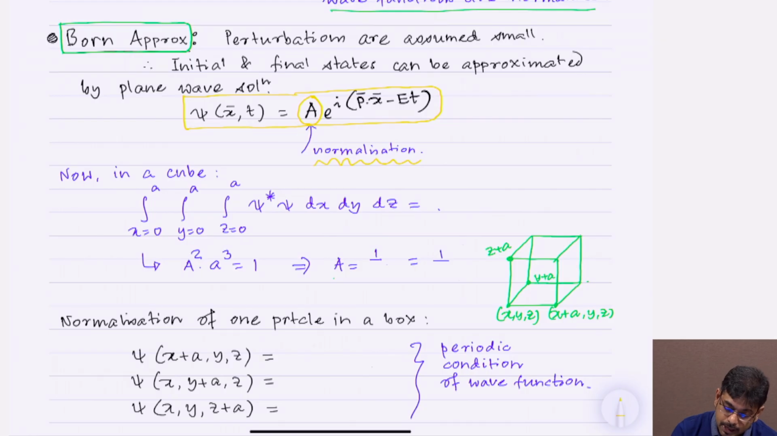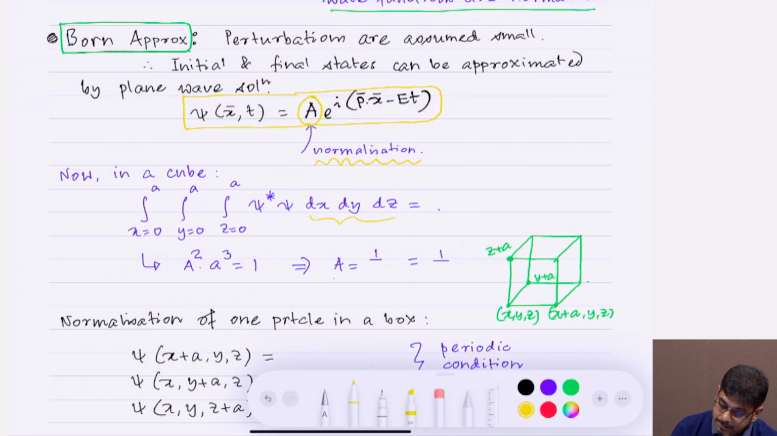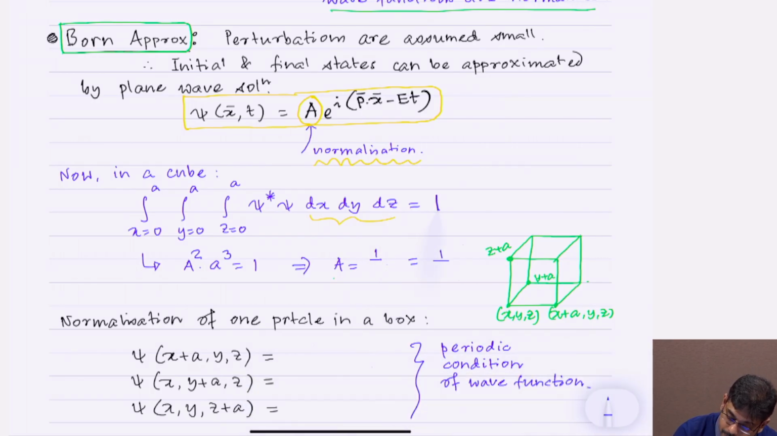So, therefore, the integral for x equal to 0 to A, y equal to 0 to A, z equal to 0 to A, of psi star psi, which gives you the probability density integrated over this volume dx dy dz, must be equal to 1. This is because the total probability has to be conserved.